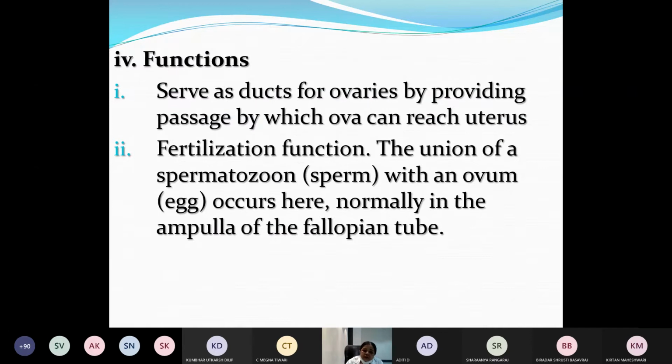Functions: serve as ducts of the ovaries by providing a passage by which ova can reach the uterus. Fertilization function: the union of a spermatozoa, that is sperm, with an ovum, that is the egg, occurs here, normally in the ampulla of the fallopian tube.